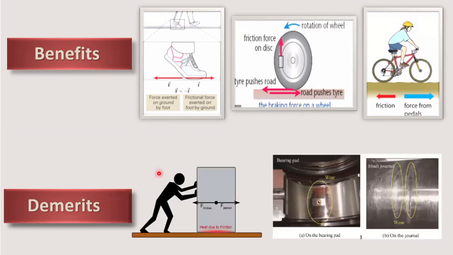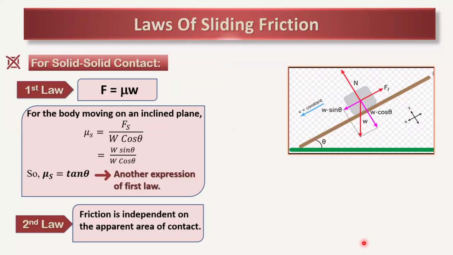And these are the disadvantages of friction: it causes a lot of energy loss and also produces unexpected heat. Also, bearings and other moving components experience wear because of friction. There are three laws for solid-solid contact in sliding friction.